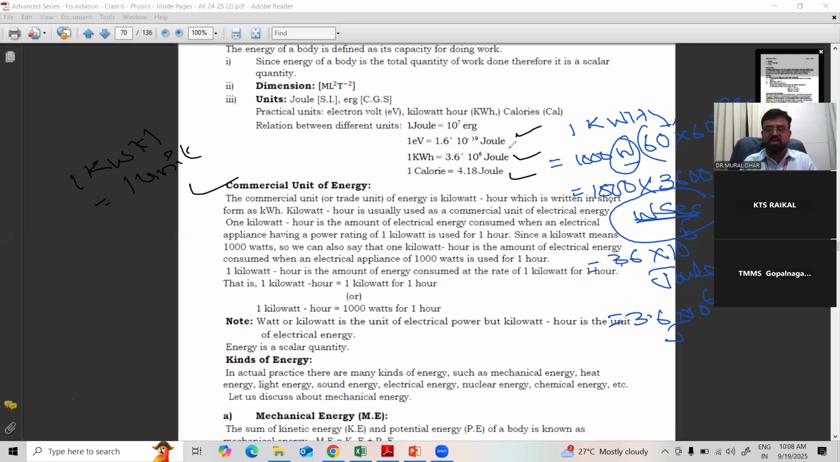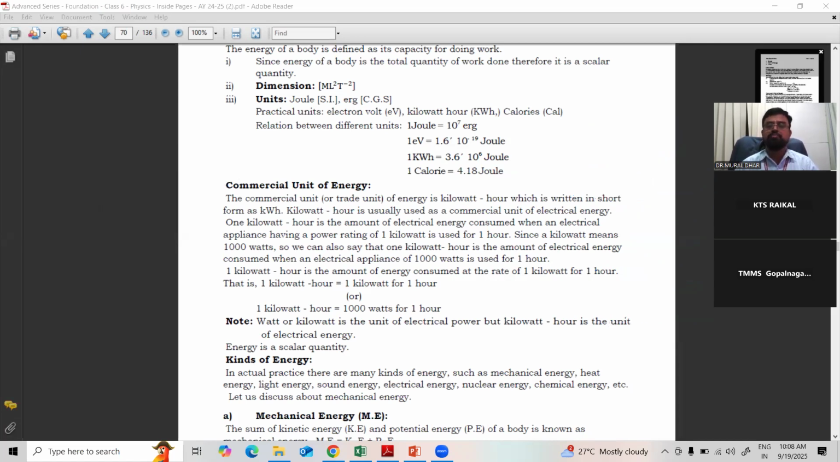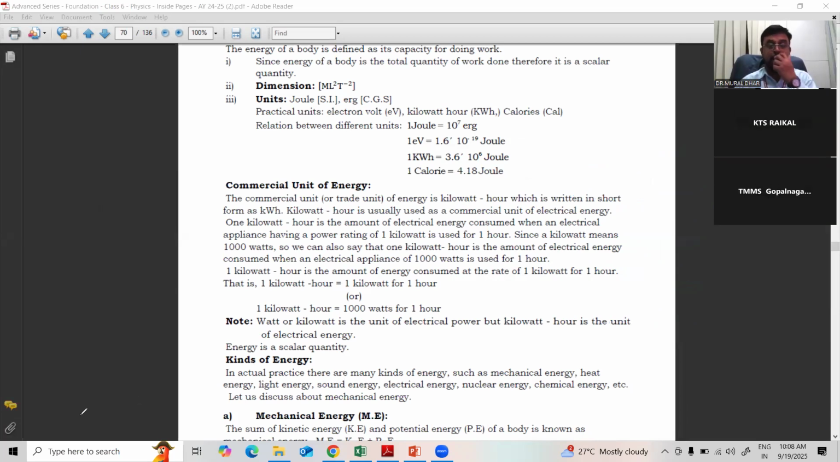Generally, energy is nothing but the capacity, ability or tendency to do work. How much capacity you have to do the work is called energy. So energy is nothing but work only. It is measured in either joule or erg, and commercially it is measured in kilowatt hour.